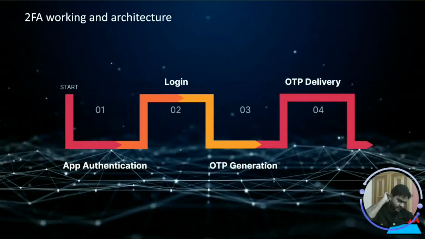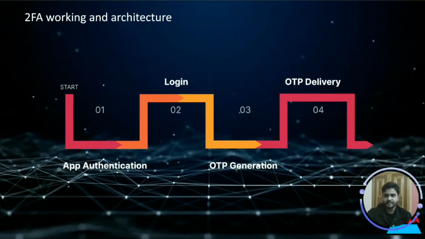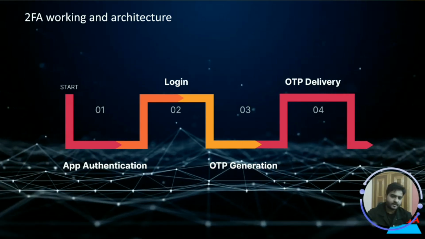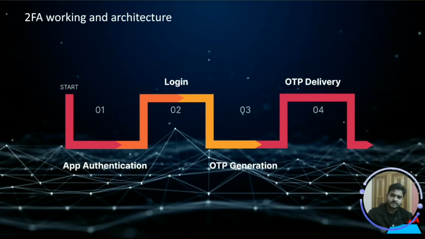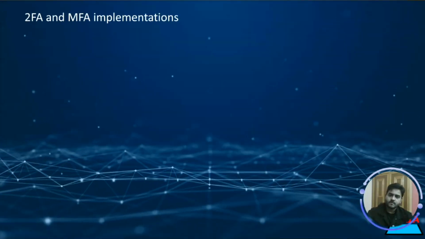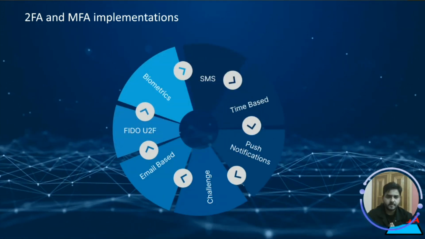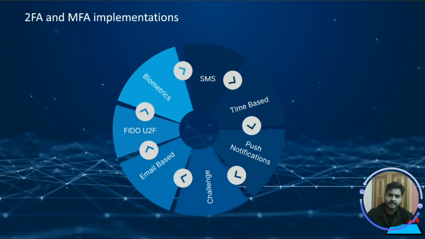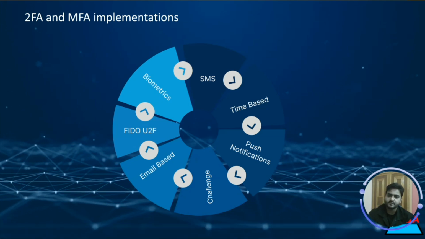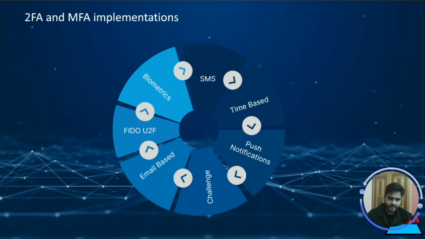Let's look at the 2FA's working architecture. Basically, 2FA has four steps. One is application authentication, second is the logging mechanism, third is the OTP generation, fourth is the OTP delivery. Let's look at the implementation of 2FA. You can combine the implementations of 2FA into these 8 methods. You have SMS, you have time-based, you have push notifications, you have challenge, you have email, you have FIDO, and you have biometrics.